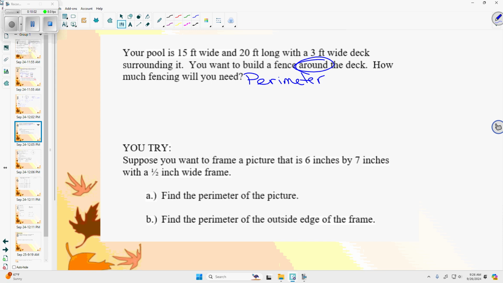Okay. Thoughts on how we should attack this problem? Things that would make it easier. Yeah. What formula? Okay, so since it's a rectangle, we'll be doing 2b plus 2h. Absolutely. Do we know what rectangle we're doing the perimeter of?